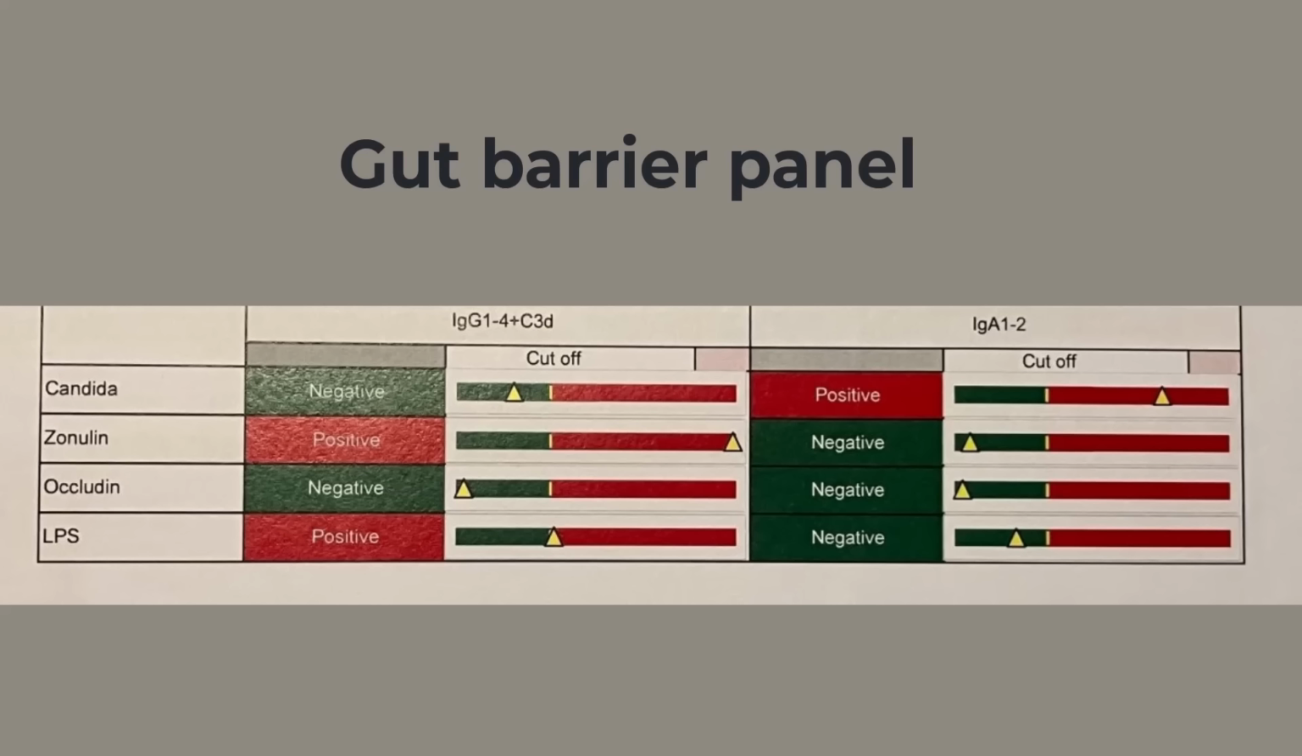This means that even though I looked for these things on the stool test for my gut biome and they weren't there, they're actually going into the bloodstream, creating inflammation and activating my immune system. So we've got two things there that indicate I've got leaky gut, the zonulin and the LPS. And when you look at the IgA column, the only thing that's positive there is the candida.